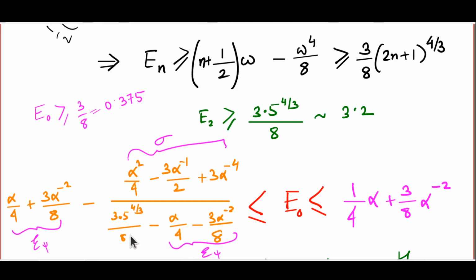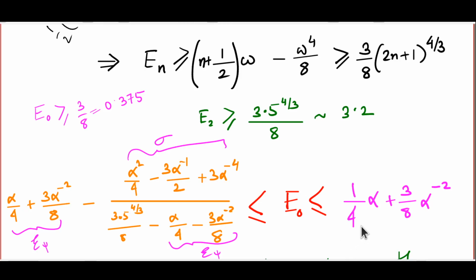So when we put in 3 into 5 to the 4th third by 8 in the place of E2, we are actually underestimating the left hand side. So whatever Temple's bound is, this is a slightly looser bound than that. But since we do not know what E2 is, this is actually the best we can do.